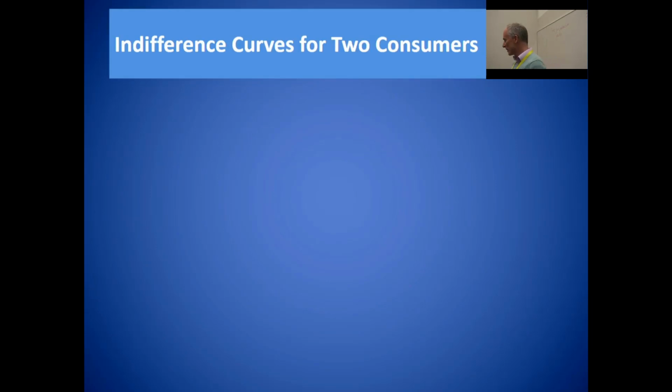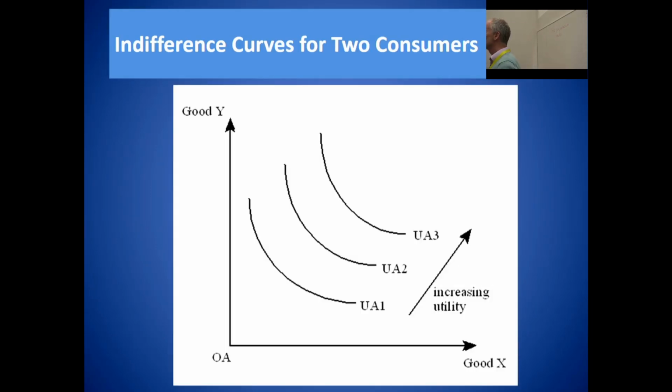Now, this first diagram should be very, very familiar to you. We've got two goods and two consumers. Our two goods, we're not going to be adventurous. We're just going to call them good X and good Y. And we'll call our two consumers person A and person B.